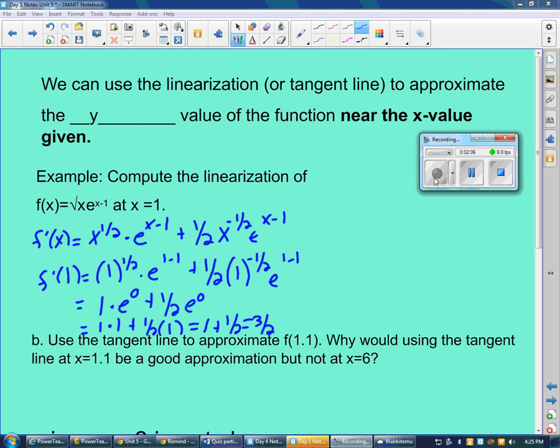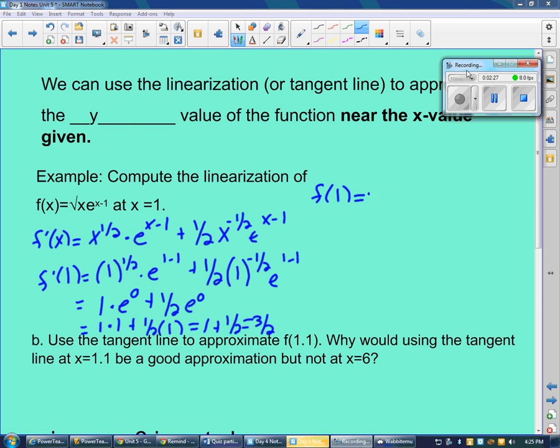Then I plugged in 1. Remember, I'm going to have e to the 0 when I simplify, and e to the 0 is always 1. Then I added it, and I got 3/2. That's my slope. To write the linearization, I also have to find f of 1. If I plug in 1, I get 1 times e to the 0, which is 1, so I just get 1.